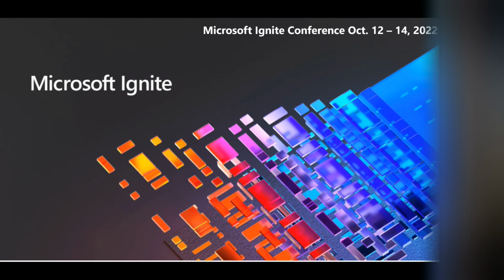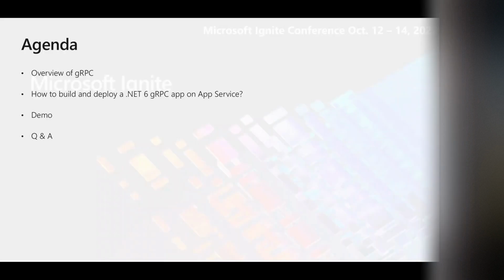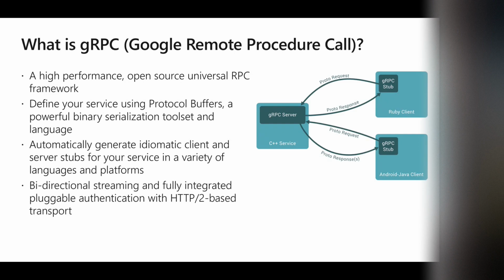So with that, here is a quick agenda. We are going to be going over gRPC support in Azure App Service. So now you can host a gRPC app on Azure App Service. First of all, we're going to talk about what is gRPC and why we care about it, and then how we're going to deploy the apps on App Service.